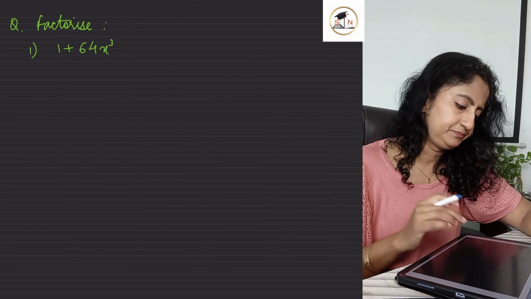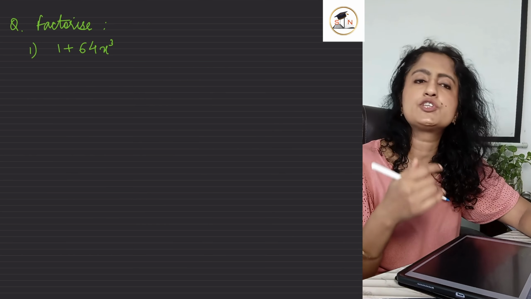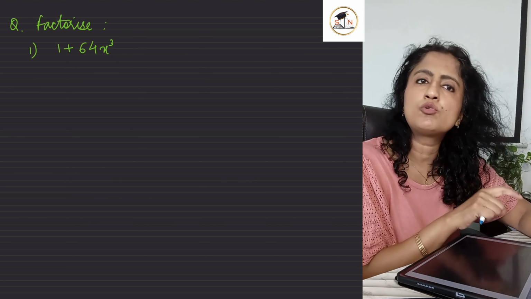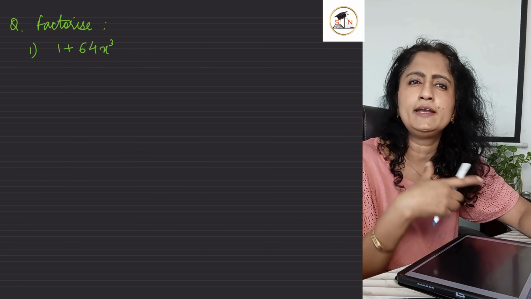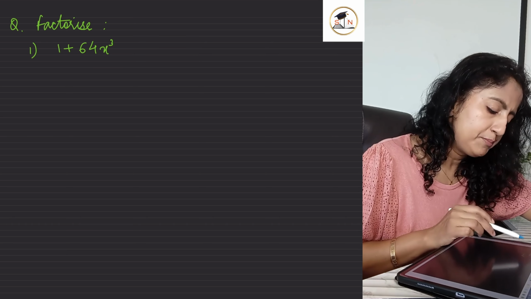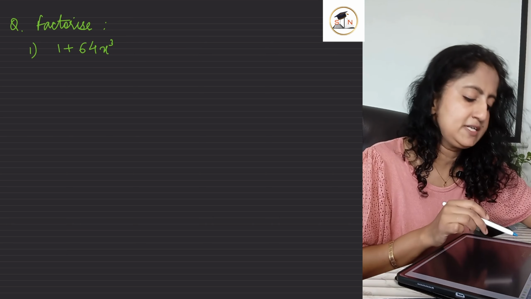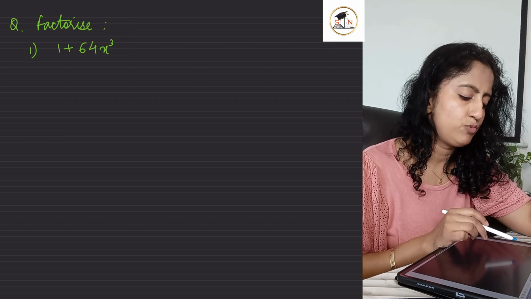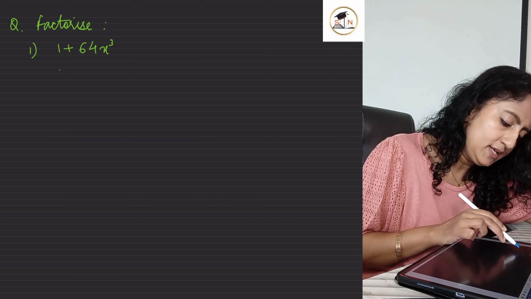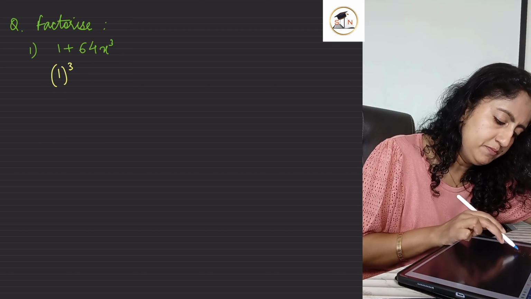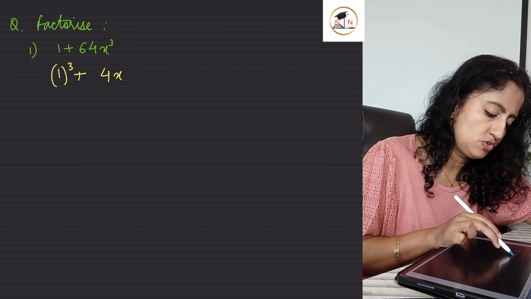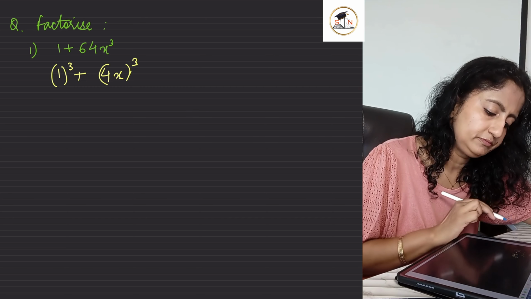Okay. Now, the next set of questions we have over here in this video is direct factorization. There are no questions which actually belong to finding the value or evaluating. Okay. So starting with this, pretty easy. We can see the terms directly. First we have 1 and then we have 64x cube, right? So 1 is basically 1 cube. And what is 64? 64 is a cube of 4, right? So we have 4x whole cube.